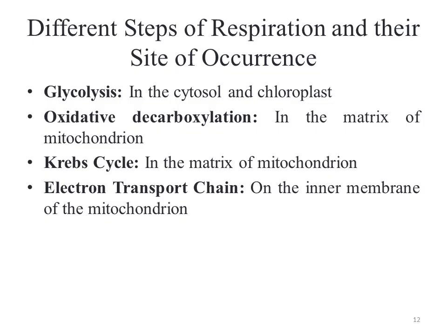So different steps of respiration occur at different locations in the cell, because the respiration process, as I told you, is divided into different steps, and each step occurs at a different location in the cell. Glycolysis mostly occurs in the cytosol in case of animals and humans, and in case of plants, chloroplast is also involved. Oxidative decarboxylation occurs in the mitochondrial matrix, whose structure I explained in detail in my previous lectures, and the Krebs cycle also occurs in the matrix of the mitochondria, and the electron transport chain occurs on the inner membrane of the mitochondria. In my previous lecture, I told you that the inner membrane of the mitochondria and the matrix, which is enclosed by the inner membrane, are very important with respect to the process of respiration.